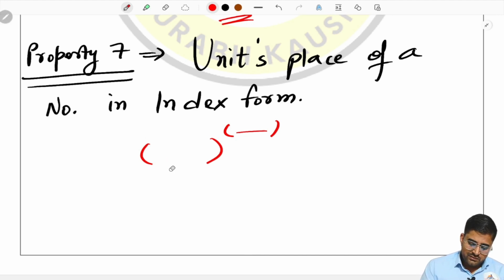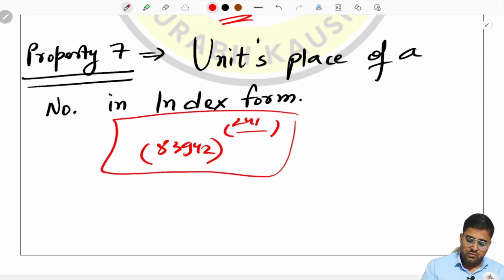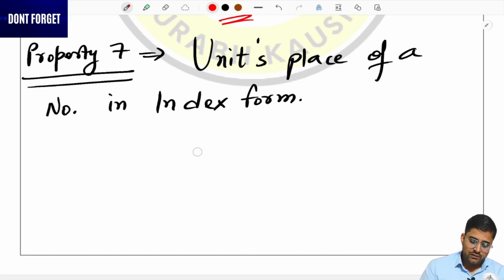5 digit means 83942. This kind of very big number is there, and the power is also very dangerous. So how are you going to calculate this? This can be calculated with the help of the unit place. Now we will talk about how.